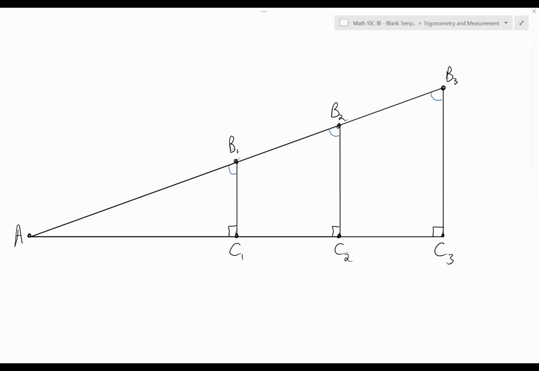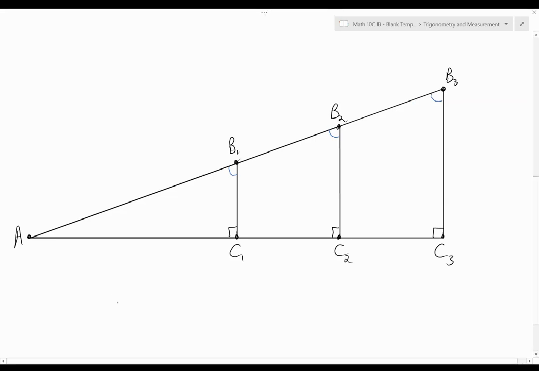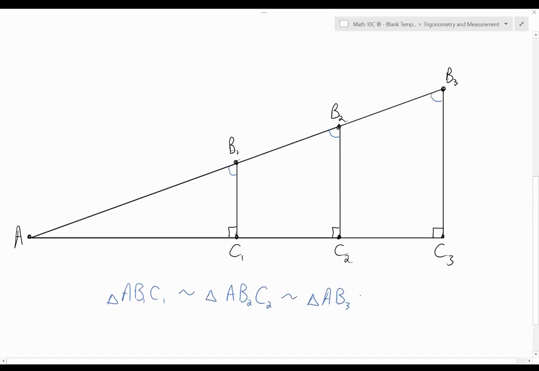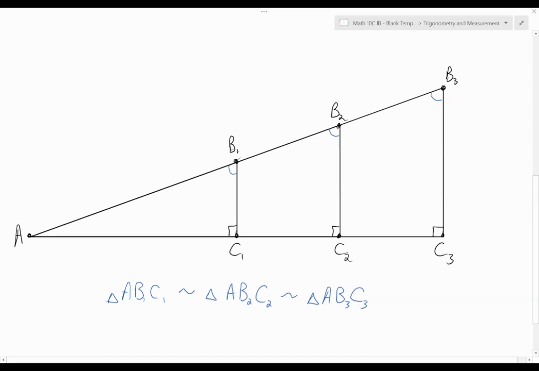That's based on the fact that all the angles in a triangle have to add up to 180. So if two of them are the same, the third has to be the same so that the sum will be the same. Now, because all three angles in these triangles are equal, that means that these are similar triangles. So triangle A, B1, C1 is similar to triangle A, B2, C2, which is similar to triangle A, B3, C3. Similar meaning that they are the same shape, but not the same size. We know they're the same shape because all the angles are the same.